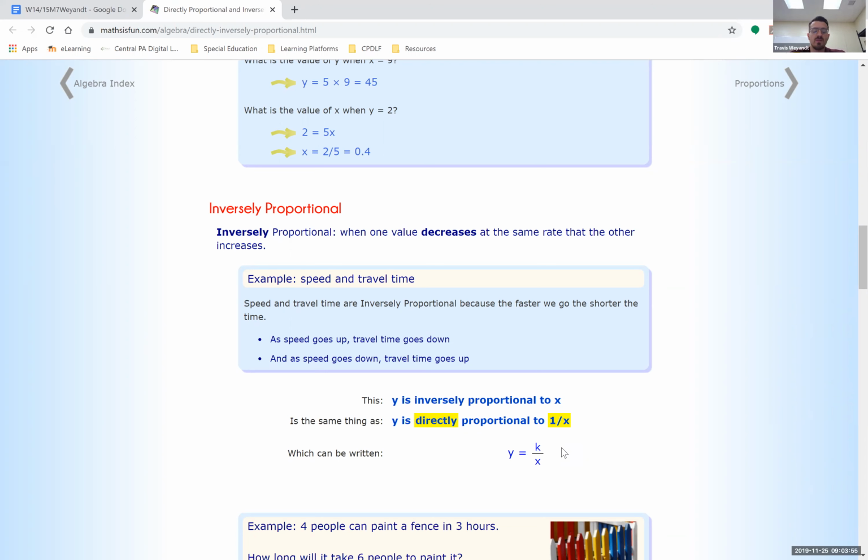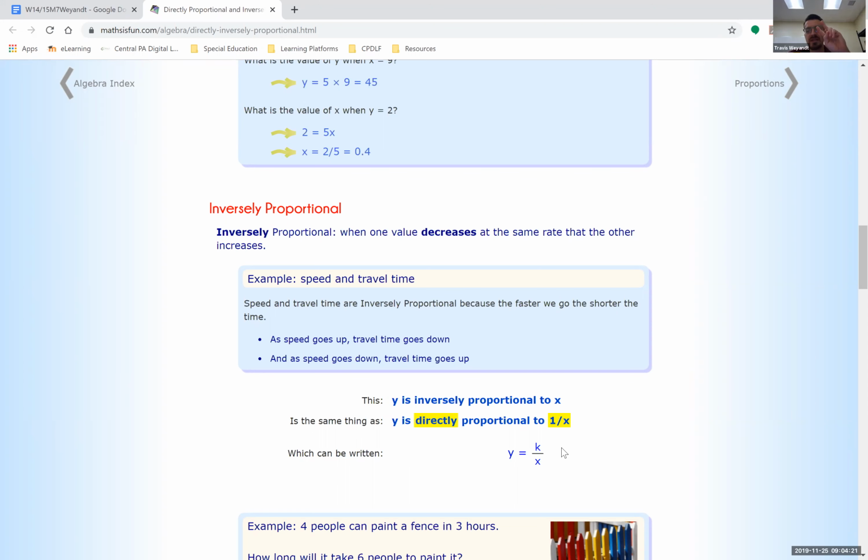An example of this would be the faster we go, the quicker we get to a destination. So as the speed increases, our travel time decreases. And the other way, as our speed decreases, maybe due to roadblocks and construction and all these things, our travel time goes up. So if they're going in the opposite direction, we say that's an inverse proportion.